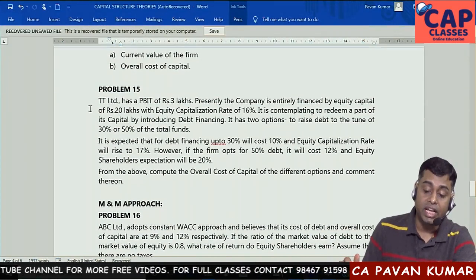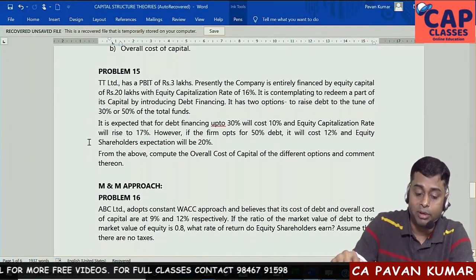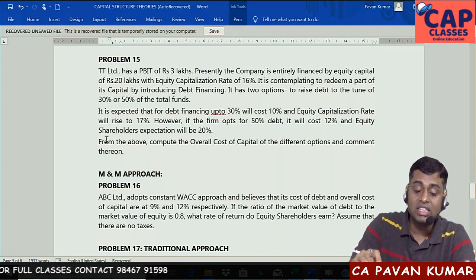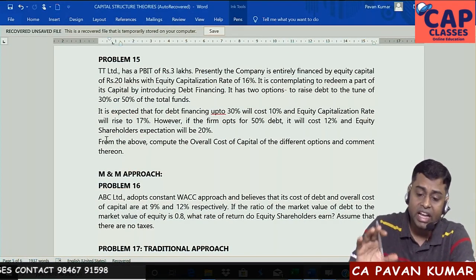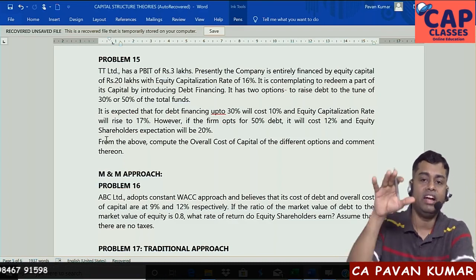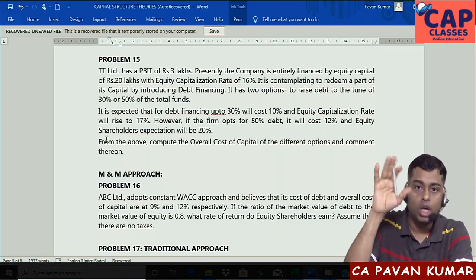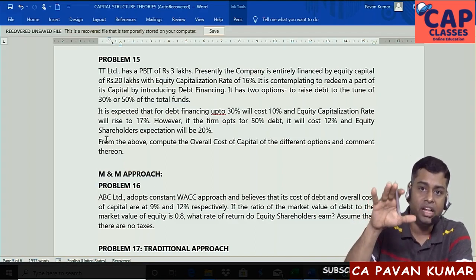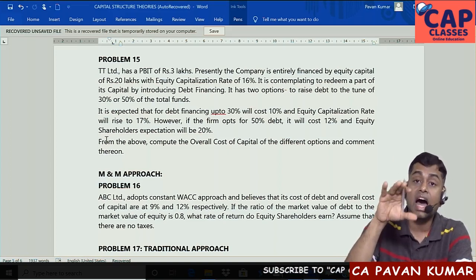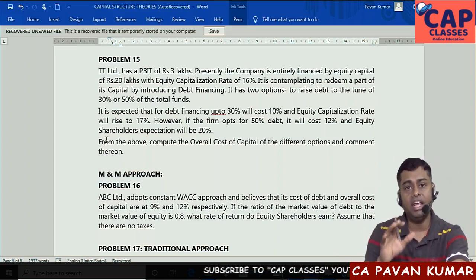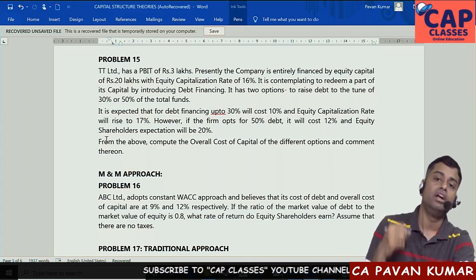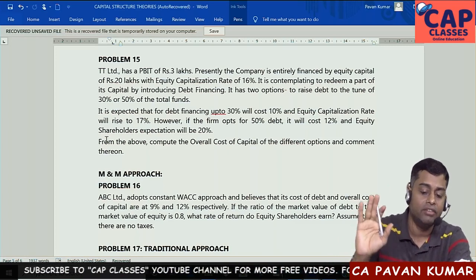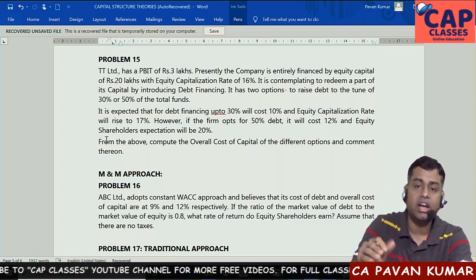Problem number 15. Interesting problem. TT Limited has a PBIT of rupees 3 lakhs. Presently, the company is entirely financed by equity capital of 20 lakhs. So what is total capital of the company? 20 lakhs. So how the capital is financed? Total equity capital. That means at present the firm is unlevered. You remember, a company having debt is called levered firm. A company having no debt is called unlevered firm. At present the company is unlevered firm with equity capitalization rate of 16%.